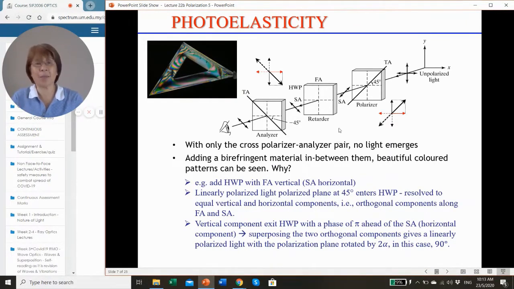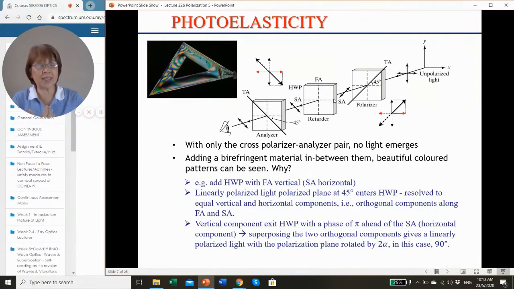Why is that so? Well, let's take an example. If we add a half-wave plate with the fast axis vertical, then the linearly polarized light after the polarizer has its plane of polarization inclined in this direction. So now we can resolve this into a vertical component, which is parallel to the fast axis, and a horizontal component, which is parallel to the slow axis.